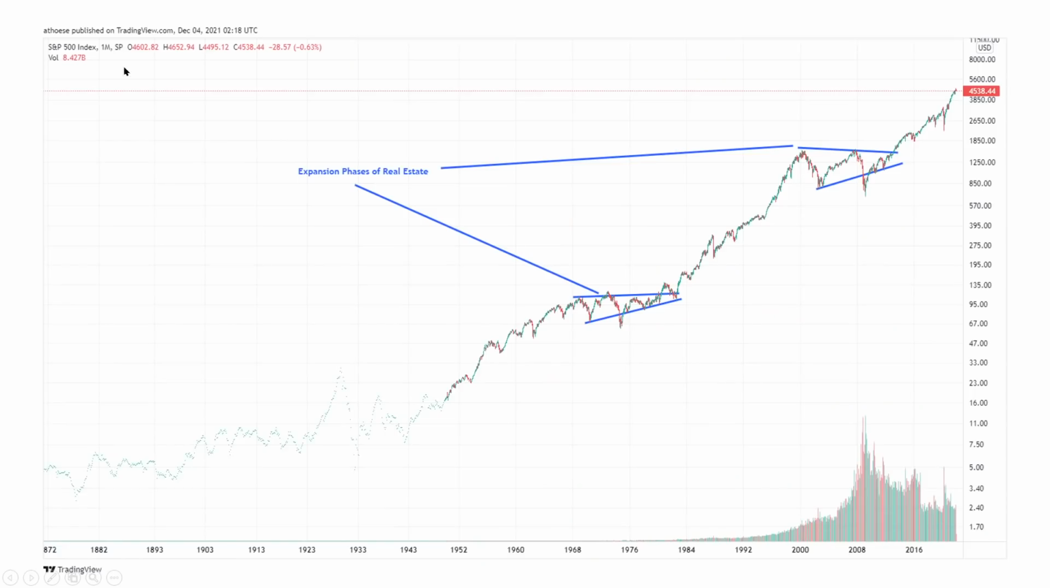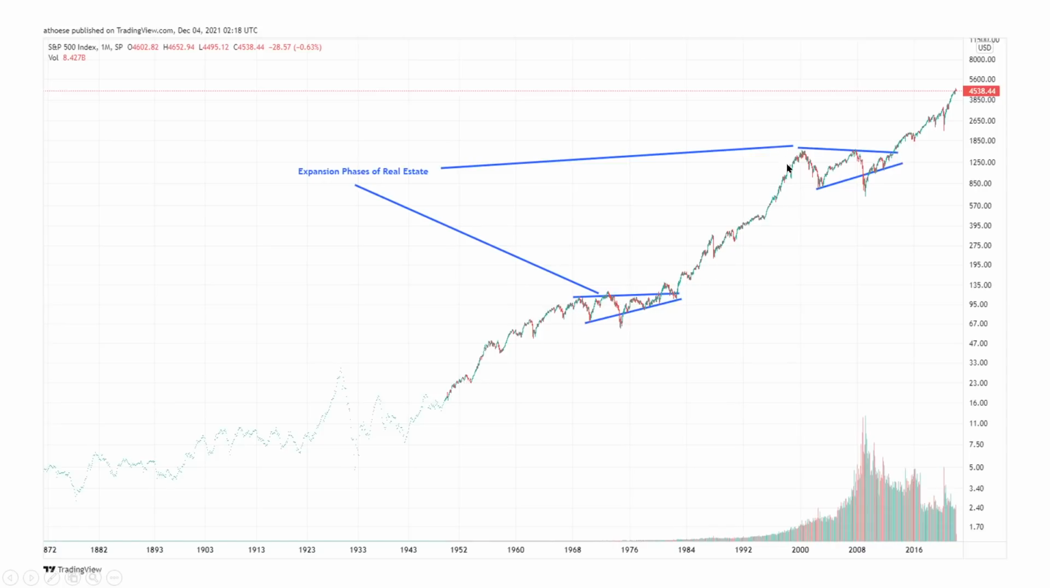This is the S&P 500 index. This is stocks. You can see that it moves in cycles. There's another cycle back here. These consolidation periods are expansion phases of real estate, from the late 60s to early 80s, and from the early 2000s to the late 2000s. And in between is a recovery phase of real estate.